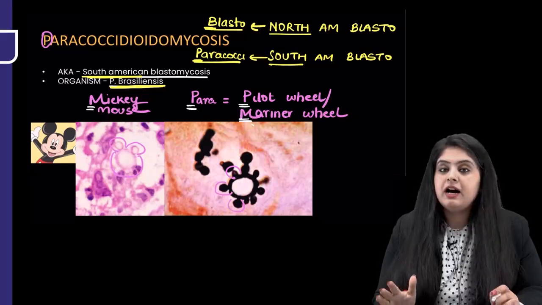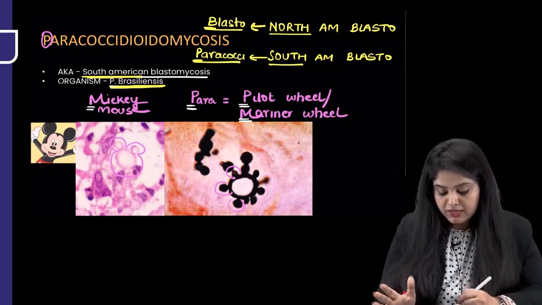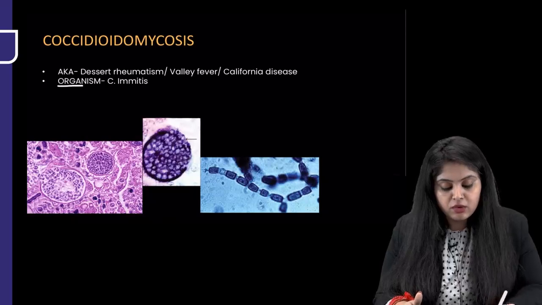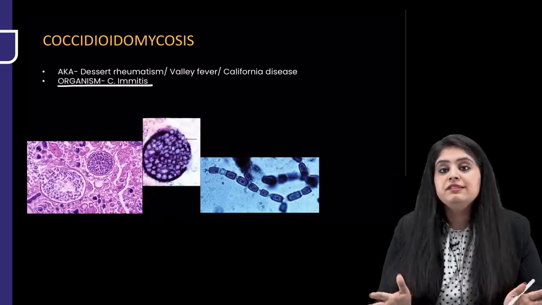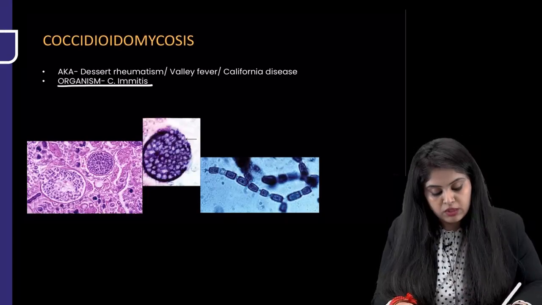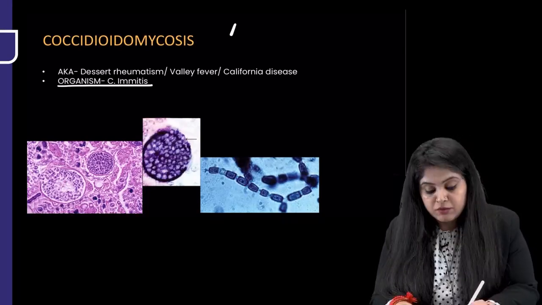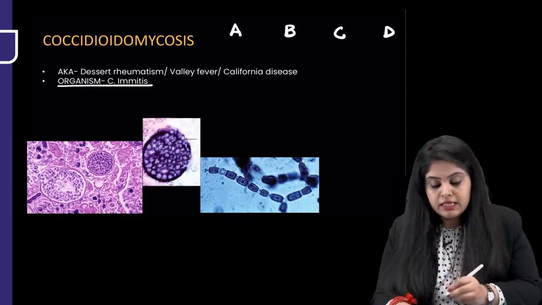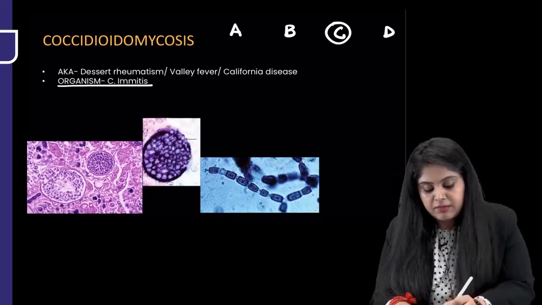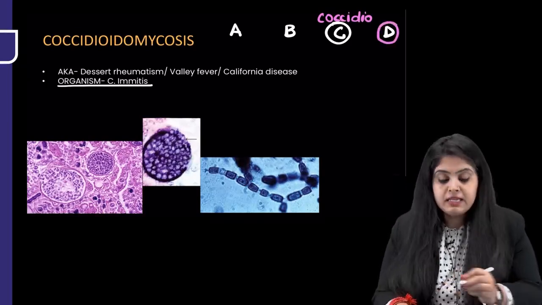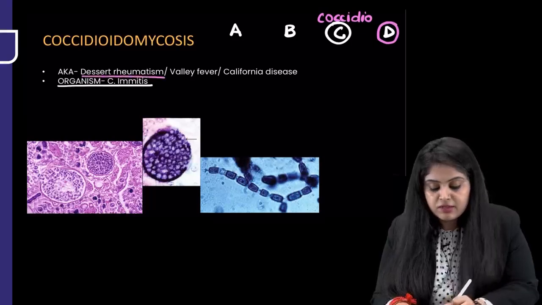Having said that, after para, you cut the word para, you are left with what? Coccidioidomycosis. Coccidioidomycosis is caused by Coccidioides immitis. And remember, if you want to learn this within a second, you have to learn something known as ABCD. So the C is very, very obvious that I'm dealing with the organism Coccidioidomycosis. So C means for that, but D will tell you the other name. Remember, this is known as desert rheumatism.